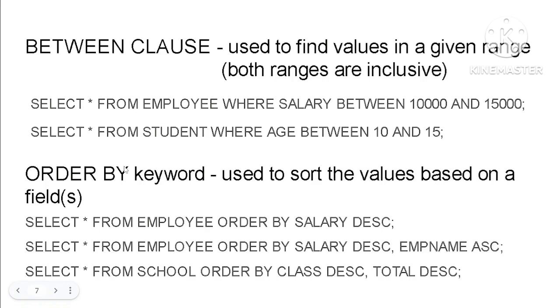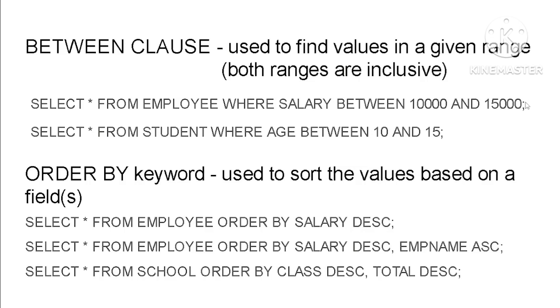Next comes the between clause. It's a very easy one. Suppose you want to identify a value within a given range, then you can use between and. So look at the first statement. Select star from employee where salary between 10,000 and 15,000. In this case, if it is 10,000 also, it will get displayed.